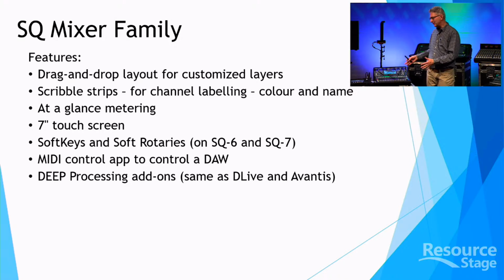Another thing that the SQ has is the ability to add deep processing. And this is an add-on. It's an additional expense from Allen and Heath, but you can pick and choose what types of extra processing you want, from multi-band compression to specific compressors if you wanted to. There's a bunch of different things that you can add on to this to give you the additional processing power that you might be used to on your old analog processors.